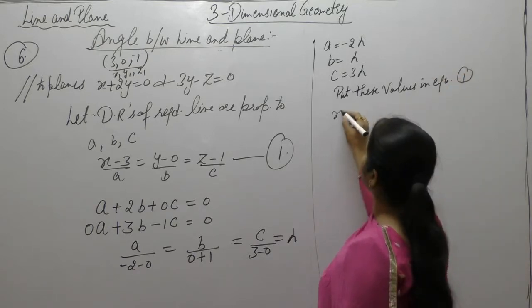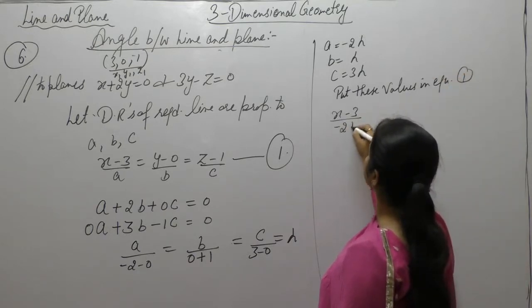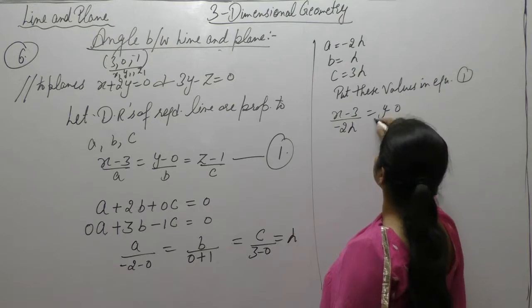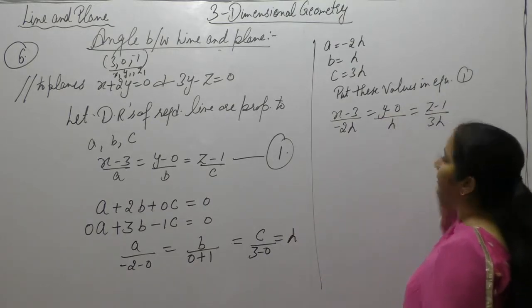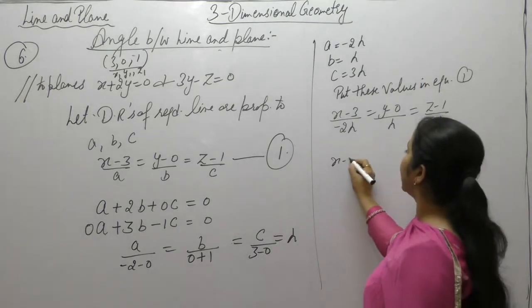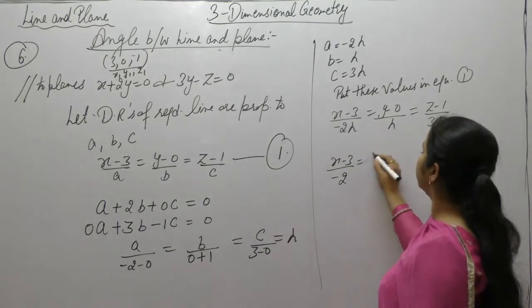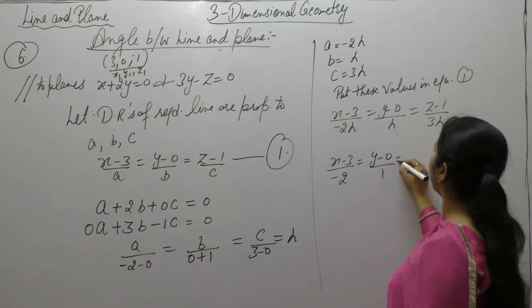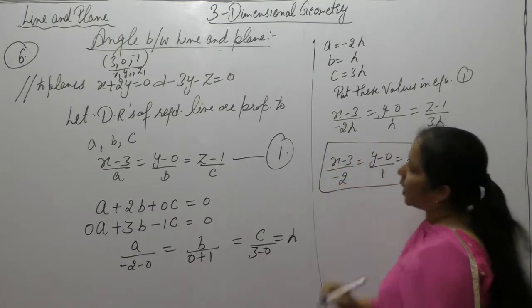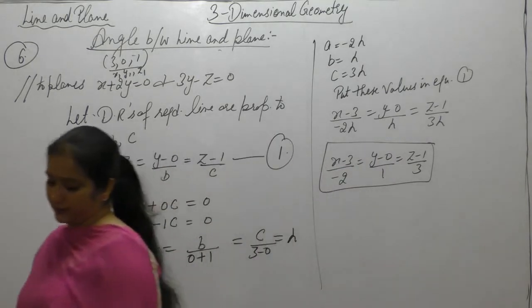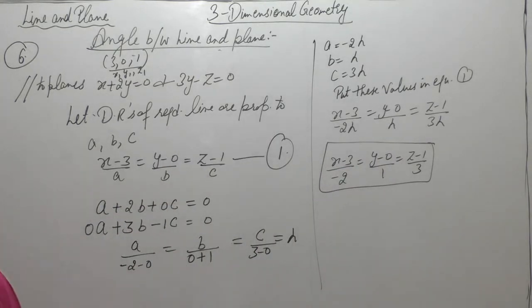So what we get? (x minus 3) upon minus 2 lambda, (y minus 0) upon lambda, and (z minus 1) upon 3 lambda. Eliminate lambda. (x minus 3) upon minus 2, (y minus 0) upon 1, (z minus 1) upon 3. So this is the required equation of the line. Note it down.